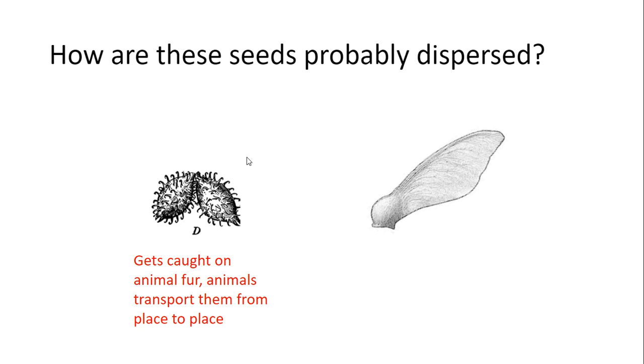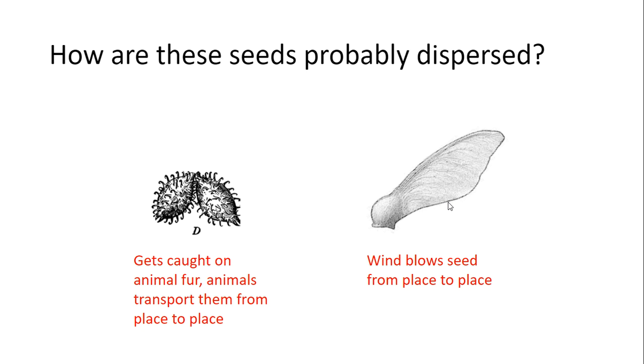And then that animal will transport them from one place to another. So let's say that a bear goes walking by, it gets this seed caught on its leg, and then it goes and scratches its leg on a tree, and then the seed falls off. So it's been moved from one place to another. This seed right here will be dispersed using the wind. We can see this seed has this almost wing-like projection, it gets caught and carried by the wind to help transport it to a new place where it can grow.